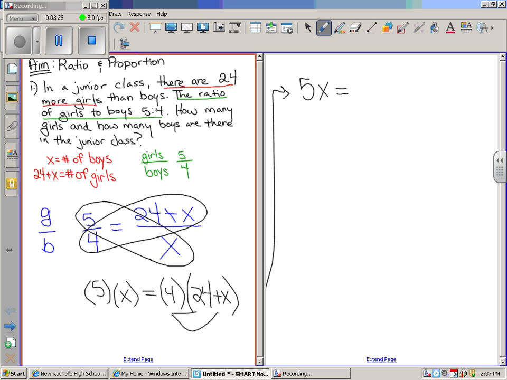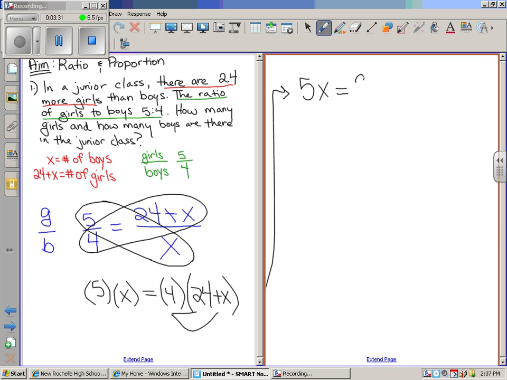96? Well, let's use our calculator. I think it's 96. Subtract 4x from each side. Cross these out. 1x equals 96. So how many boys are there?